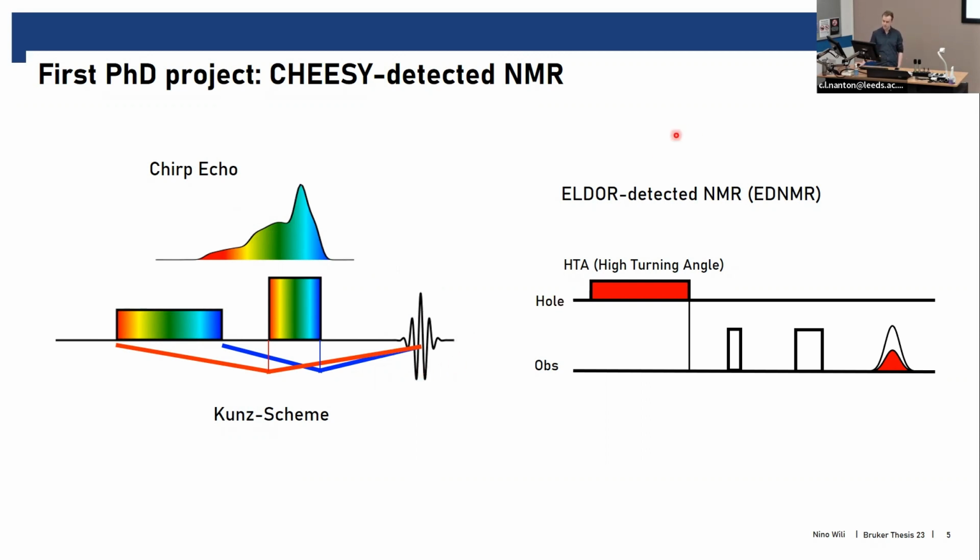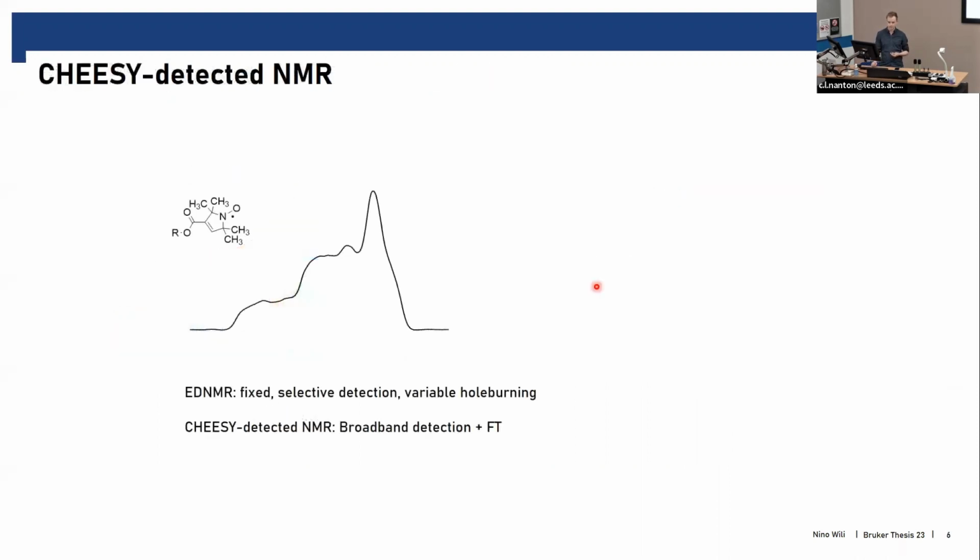And Gunnar's idea was that you could actually combine this with ELDOR-detected NMR. So they used these high turning angle pulses, and I will actually show you how this looks in a spectrum, to irradiate forbidden transitions. And the point is, if you have, let's say, a nitroxide spectrum like this, which still has a few distortions from the chirp echo. So this is the Fourier transform of the chirp echo. This is not a field sweep. And if you now irradiate just with a long pulse at some point, what you see is something like this.